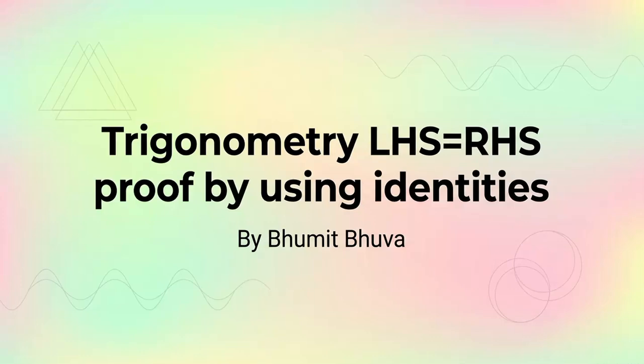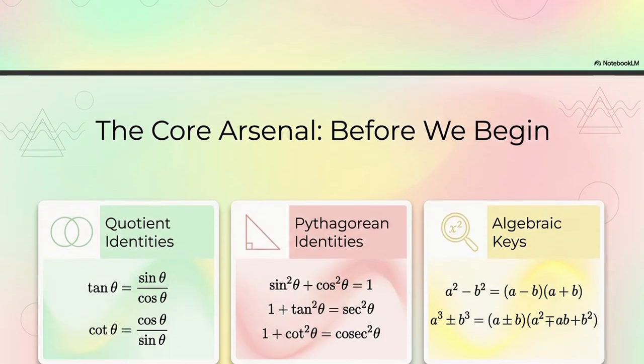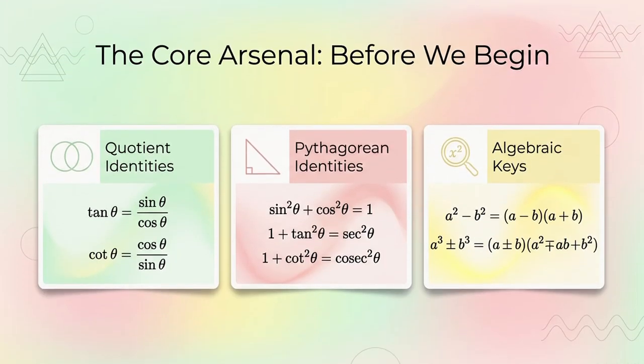Hello everyone. In this class we will see important proofs of trigonometric functions by using the identities. How to prove LHS is equal to RHS. So let's solve one by one. To prove these questions we require some formulas.